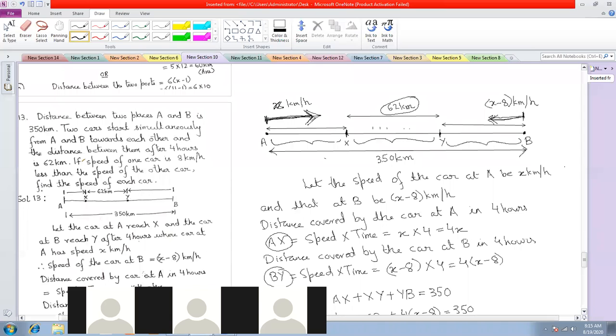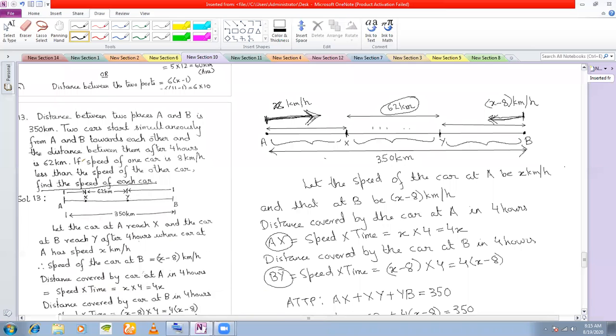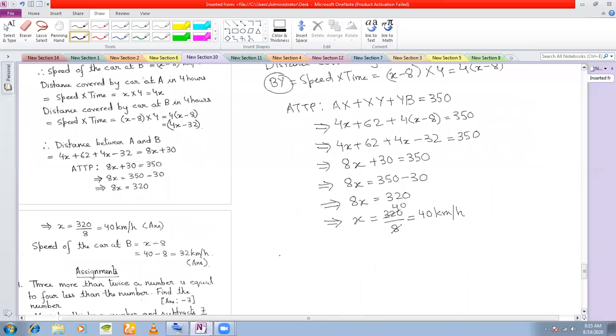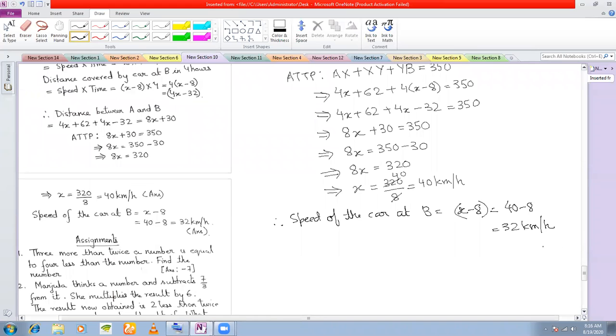The question here is to find the speed of each car. One speed I've already got. What is the other speed? Therefore, the speed of the car at B is x minus 8. One speed was x, the other speed was x minus 8. Put the value of x, 40 minus 8, which is 32 kilometer per hour. Okay. So the speeds of the cars were 40 and 32. That is what we have found.